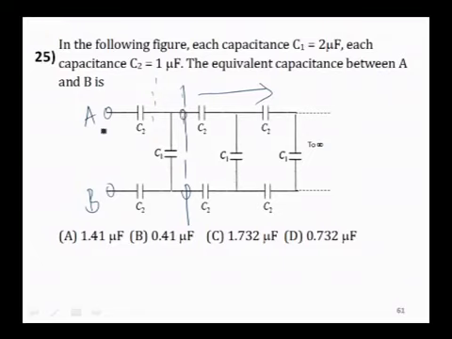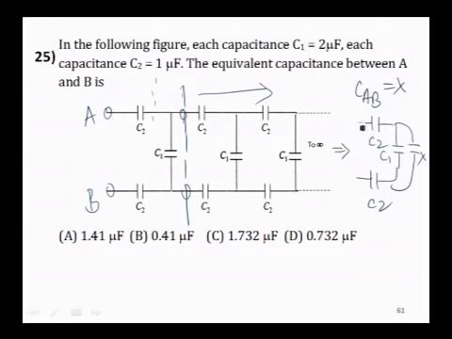So, therefore, if your answer CAB is x, this also should be x. So, this should be taken as C2 here, C1 here and C2 again here, and all that remaining is x. So, you will say your answer CAB should be equal to this combination. So, C1 plus x, C2 and C2 in series. So, 1 by C2 plus 1 by C2 plus 1 by C1 plus x should be equal to 1 by answer, which is also x. So, solving this, you should get the answer because C1, C2 values are given.